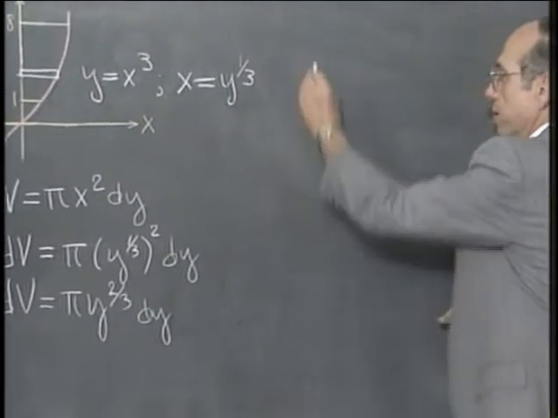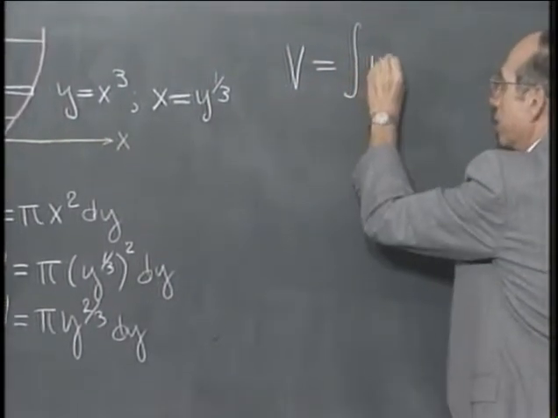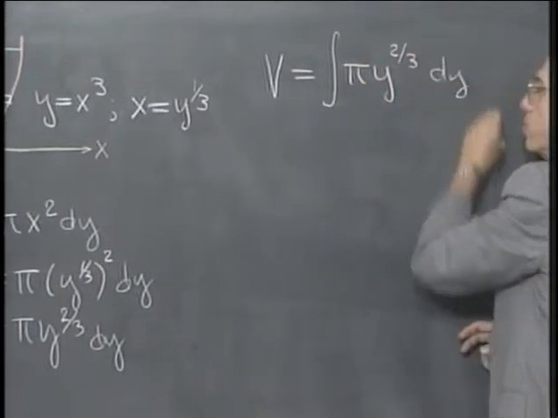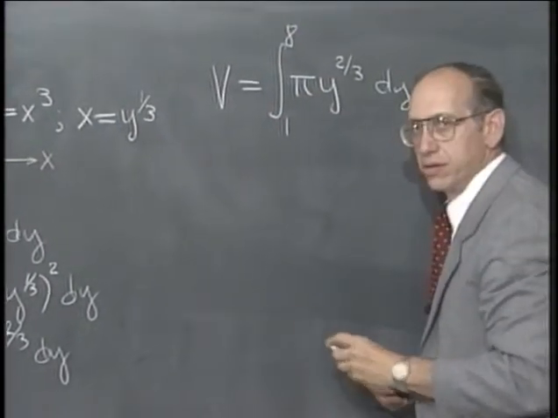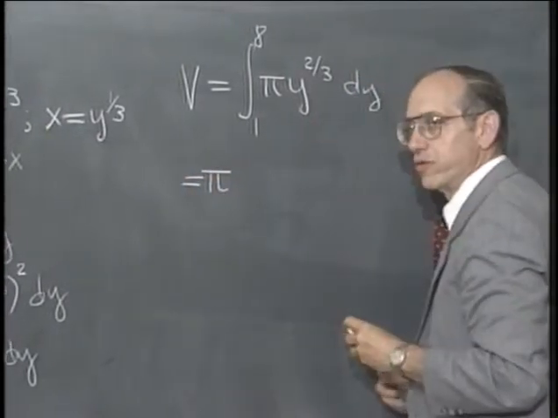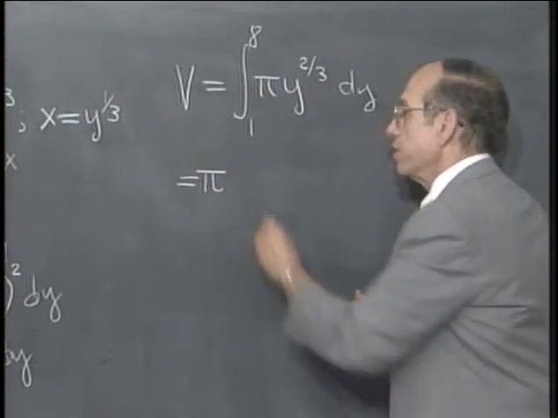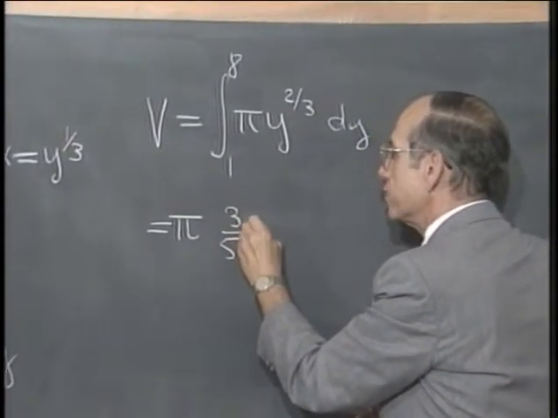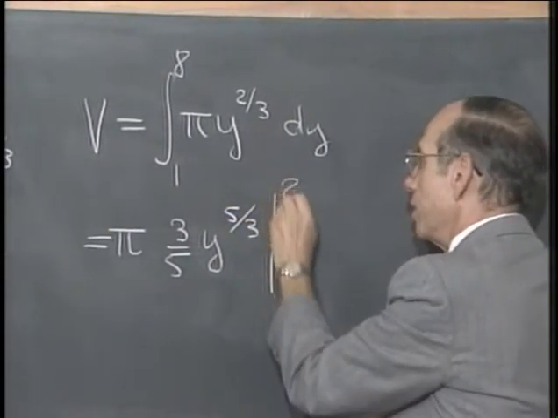So V is equal to the integral of pi times y to the 2/3 power times dy, where y goes from 1 to 8. We factor out the pi. For the antiderivative of y to the 2/3, we have to add 1. That becomes y to the 5/3. Dividing by 5/3 is the same as multiplying by 3/5. So we have 3/5 y to the 5/3 power, evaluated from 1 to 8.